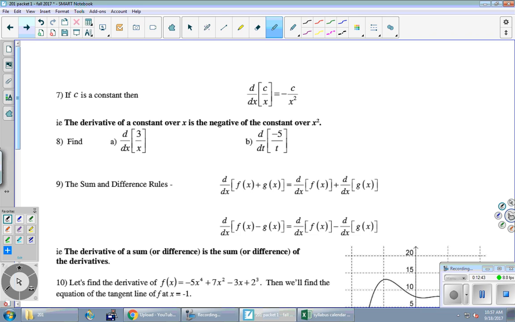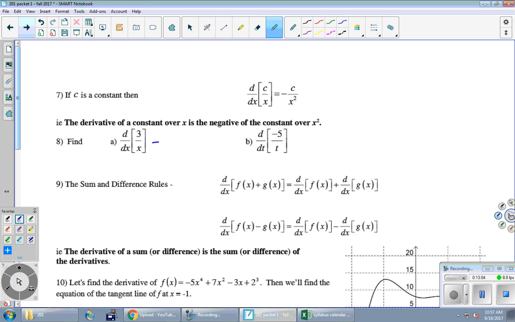Okay, another special case here. Derivative of a constant divided by x. Constant divided by x turns out to be negative the constant over x squared. You can do it without the shortcut. Let's do the shortcut, and then I'll show you how you can do it without, and then hopefully you buy that the shortcut is worth knowing.